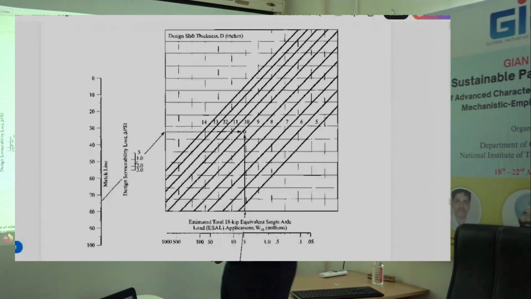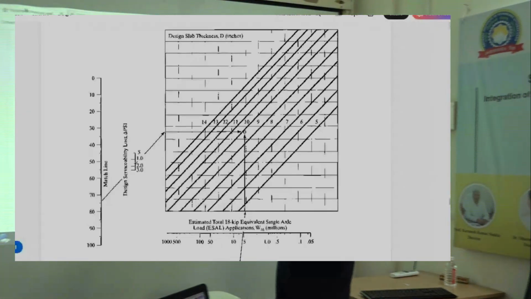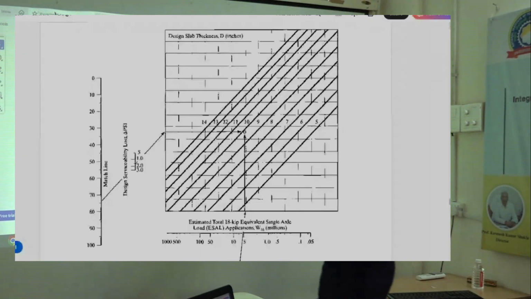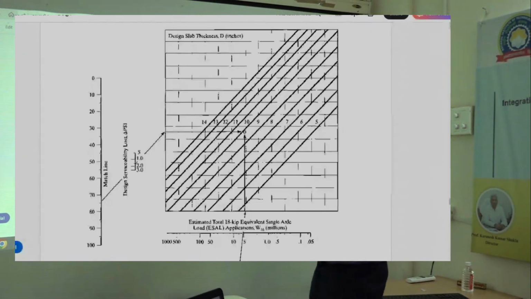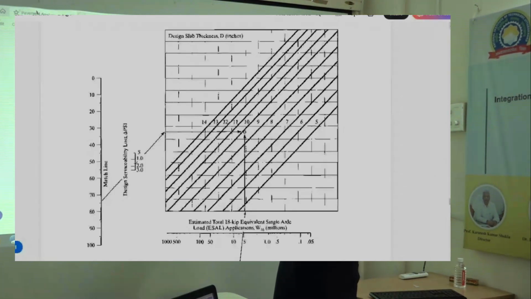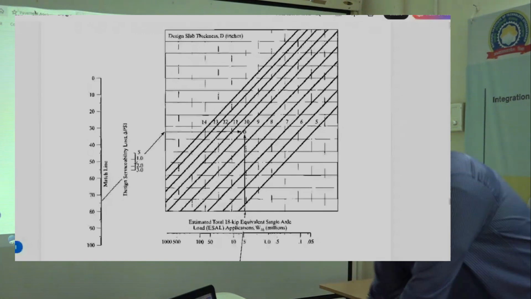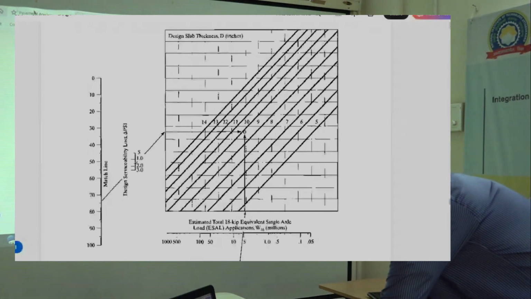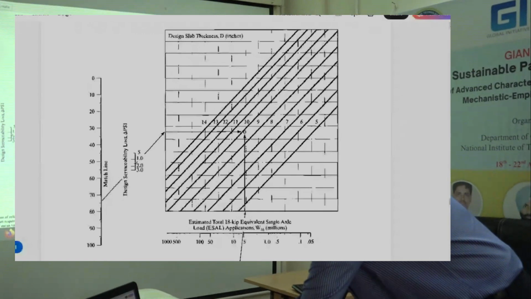Next, your design thickness, you don't know yet. You are trying to find it. Okay? Right? So you will come up to this point. You will draw a straight line. That's it. Stop right there. Then you go down. Start from the other side.